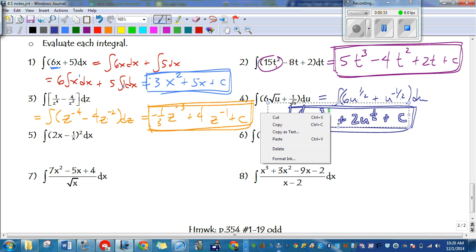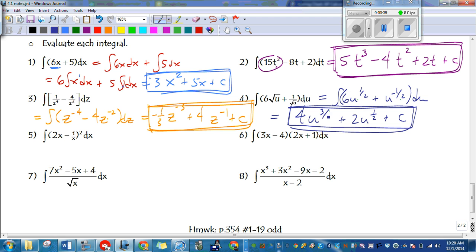Then we do the same thing. For this one, add 1 to the exponent, we get u to the 1 half, divide by 1 half, or multiply by 2, we get 2u to the 1 half, and then we have to remember the plus c.